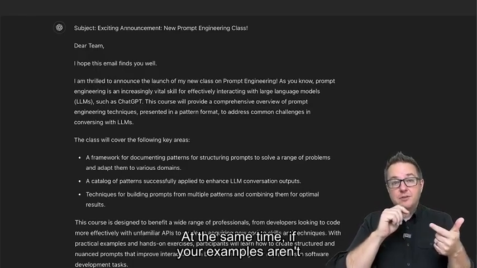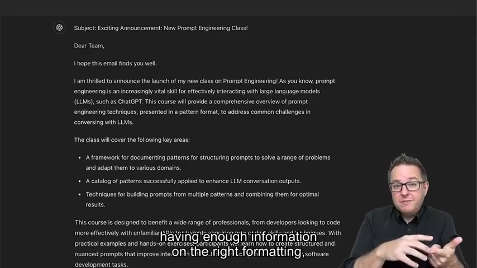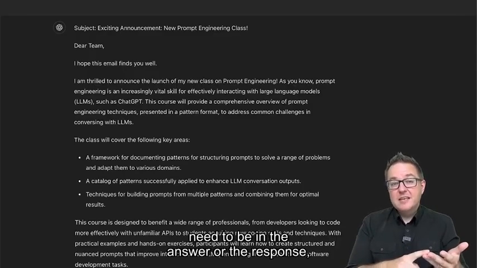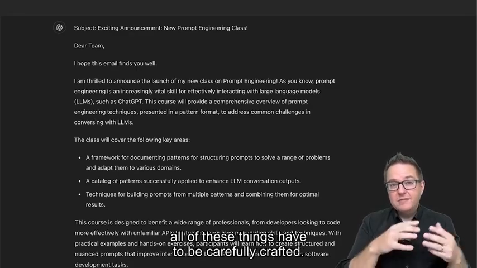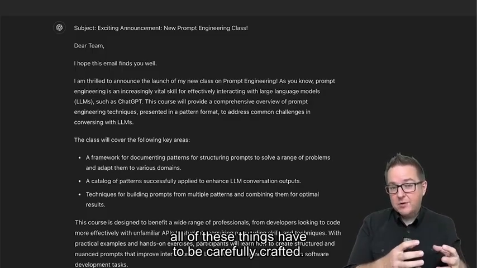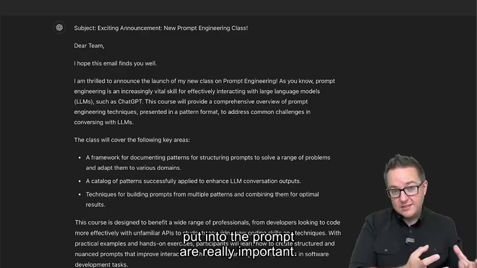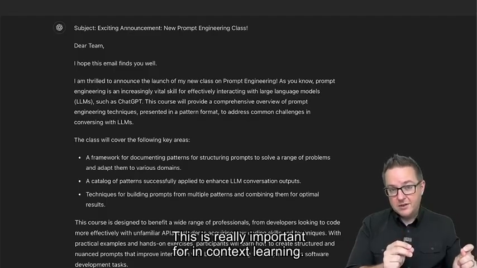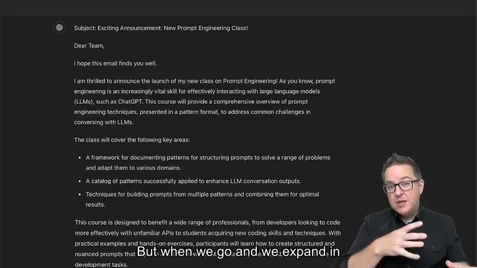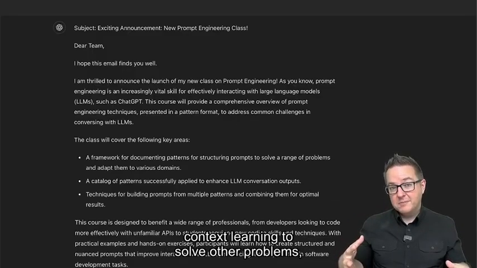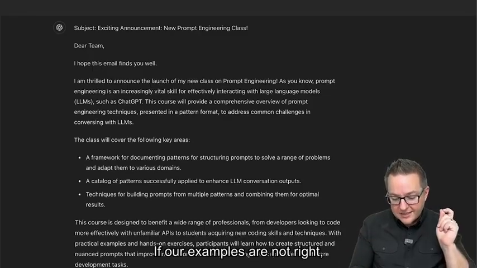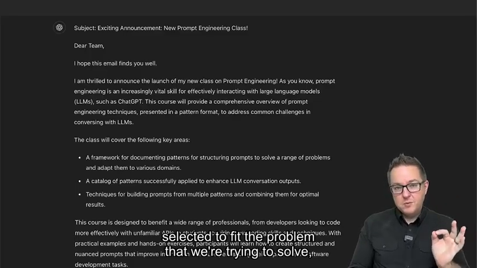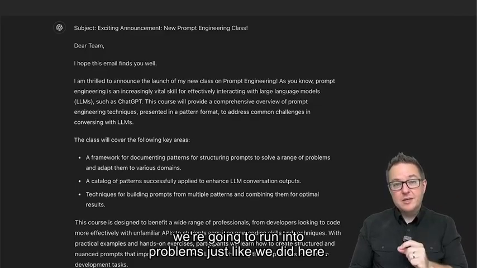At the same time, if your examples don't have enough information on the right formatting, the right strategy for solving the problem, or the right ideas that need to be in the answer or the response, all of these things have to be carefully crafted. The selection of examples that we put into the prompt is really, really important. This is really important for in-context learning. It matters with our writing example, but when we expand in-context learning to solve other problems, the same thing applies. If our examples are not carefully selected to fit the problem that we're trying to solve, we're going to run into problems just like we did here.